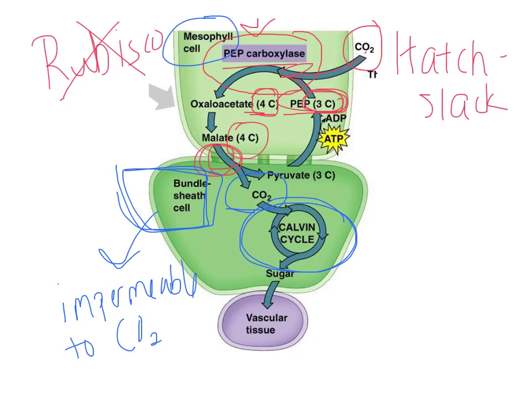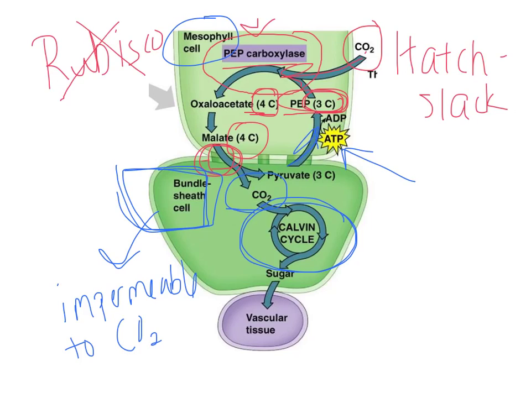The Calvin cycle is going to actually occur in the bundle sheath cell. This is ideal, like I said, for plants that may be under some kind of water stress. But it's not ideal for all plants because you'll notice it uses more ATP. I've got to convert this pyruvate molecule back into the PEP, and that requires more ATP.